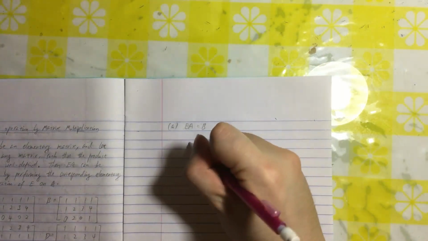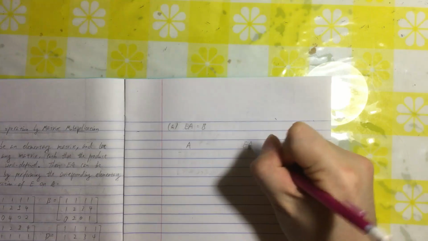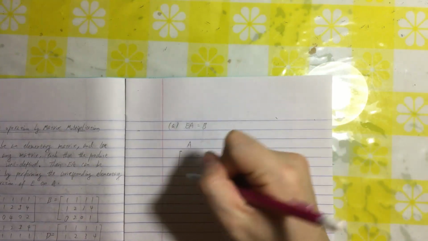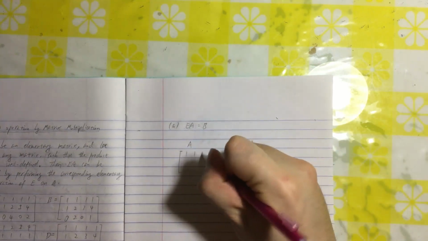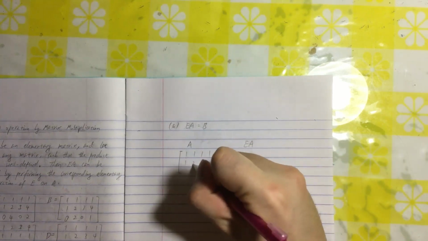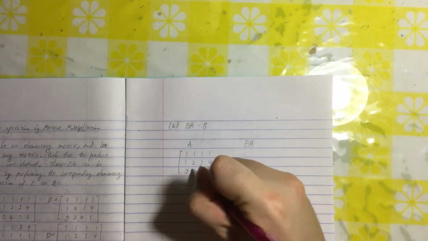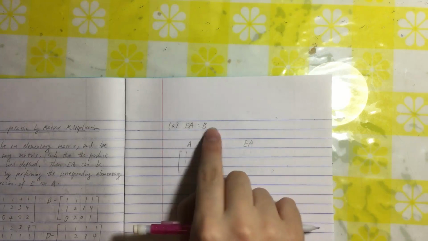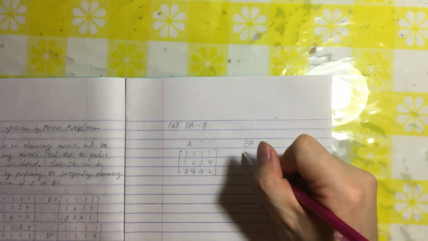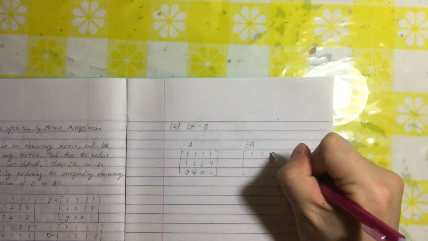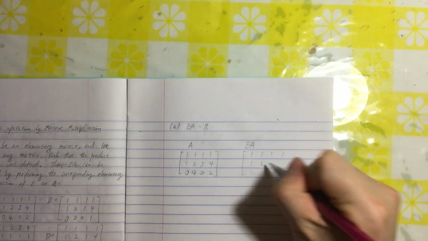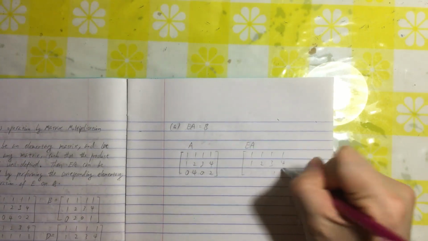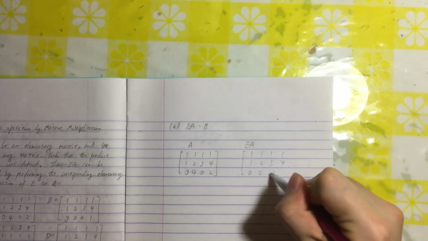Since E is an elementary matrix, let's compare matrix A and matrix EA. Matrix A here is given as 1, 1, 1, 1 in the first row, 1, 2, 3, 4 in the second row, 0, 4, 0, 2 in the third row. What's matrix EA? In part A, we know that E times A is B. Matrix B is given as 1, 1, 1, 1 in the first row, 1, 2, 3, 4 in the second row, 0, 2, 0, 1 in the third row.